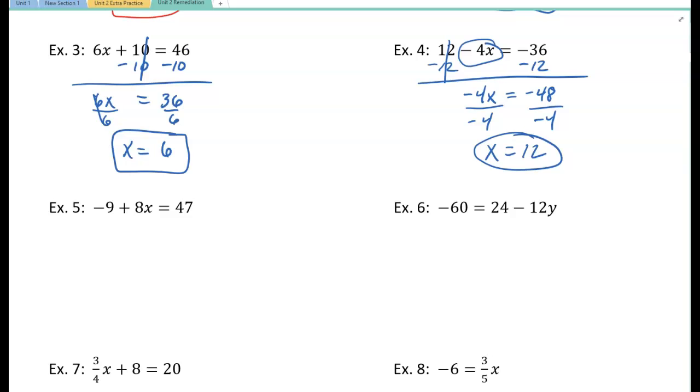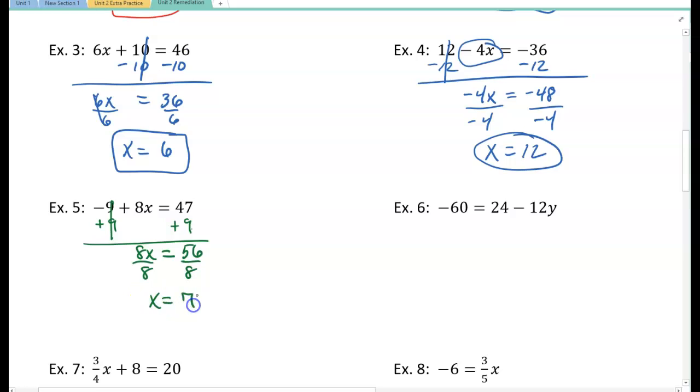Example 5. I have to get rid of the negative 9 and 8. Negative 9 is linked by some form of addition, but notice that 9 is negative, so to get rid of it, I have to add it. They add up to 0, don't they? I'm going to add it. I get 8x equals 47 plus 9 is 56. And now I can go ahead and divide both sides by 8, and x is equal to 7.